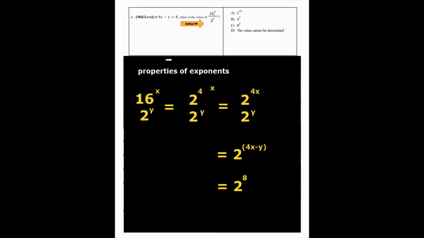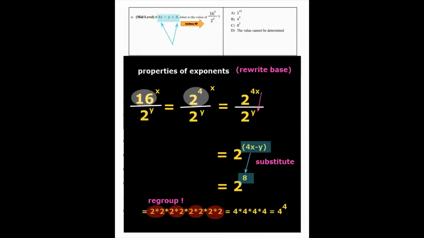If 4x minus y equals 8, what's the value of 16 to the x power over 2 to the y power? Interesting problem. Looks like there's no solution. Like, how are we going to simplify this? However, we can use some properties of exponents to set up this equation.